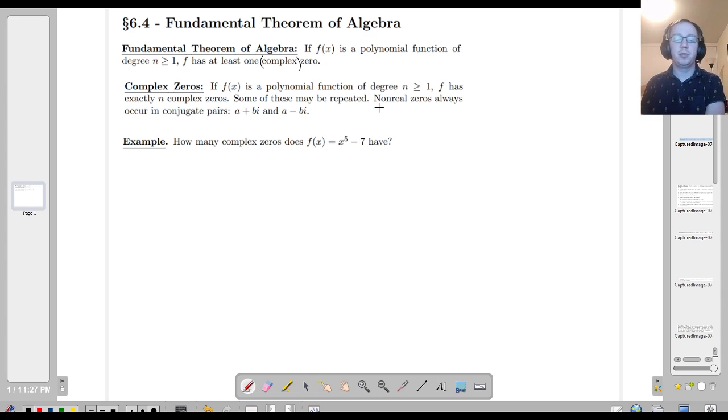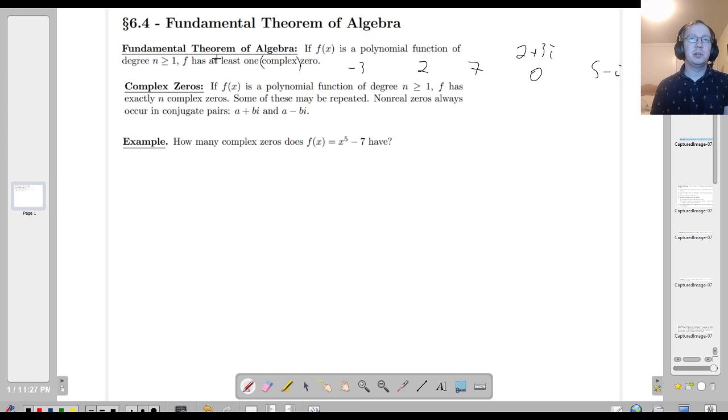I want you guys to remember that any number counts as a complex number. We typically think about things like 2 plus 3i, or 5 minus i. Those are more obviously complex numbers, but remember, any kind of number, like 2, or 7, or -3, or 0, counts as a complex number. So when they're telling us there's at least one complex zero, really they're just saying there's at least one zero of some variety. Maybe it's real, maybe it's non-real, but there is a zero out there.